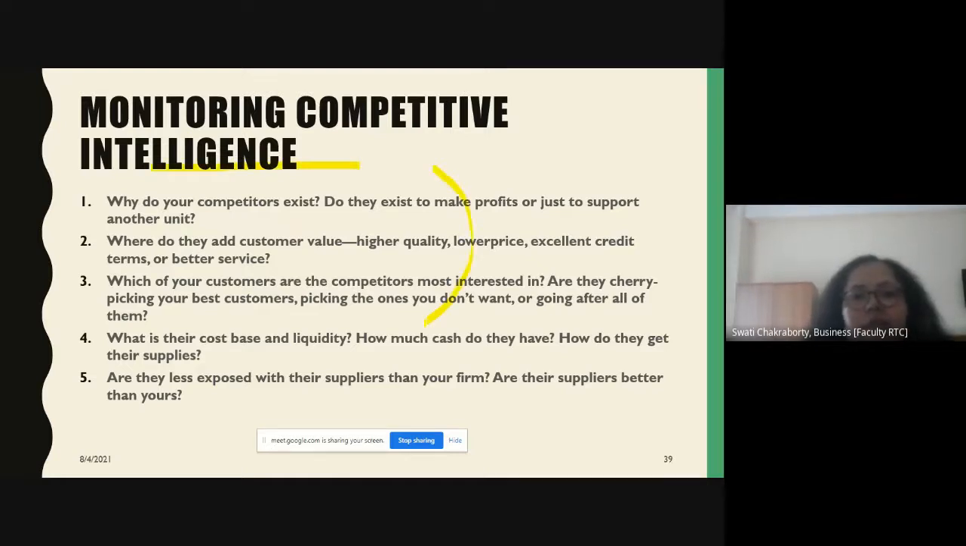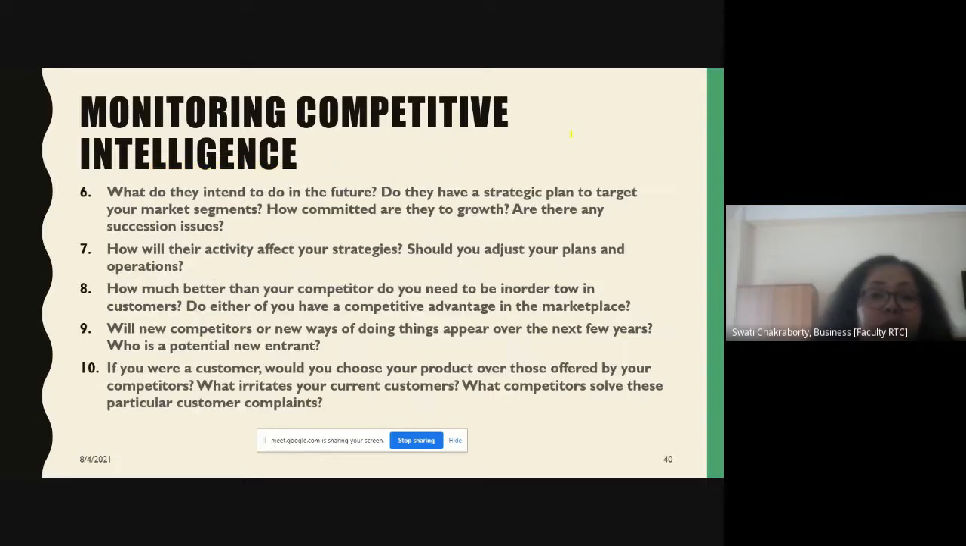So how do you monitor competitive intelligence? These are the ways. Why do your competitors exist, and do they exist to make profits or just to support another unit? Where do they add customer value, with regard to quality, price, credit terms, better service? Which of your customers are the competitors most interested in? Are they picking up your best customers, picking the ones you don't want, or going after all of your customers? What is their cost base and liquidity? How much cash do they have? How do they get their supplies? Are they less exposed with their suppliers than your firm? Are their suppliers better than yours? That you have to find out.